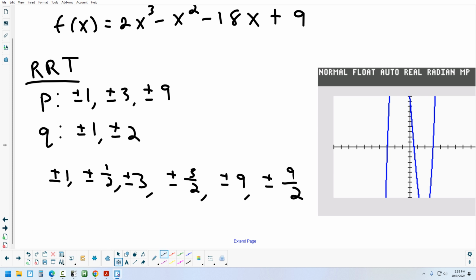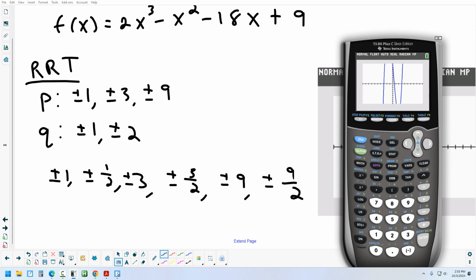Does anyone think they see one that looks pretty close? Yeah. Positive 1/2. Okay, let's check it before we use synthetic division. So I'm going to do trace to 1/2, and yes, 1/2 is a root. So now what we want to do is take out the factor x minus 1/2, and we're going to be left with a quadratic, which we're going to solve to get the other 2 answers. Looks like 3 and negative 3, but we'll get to that.